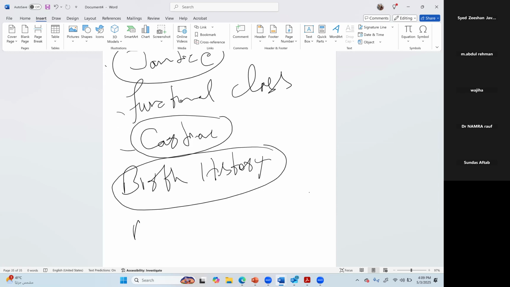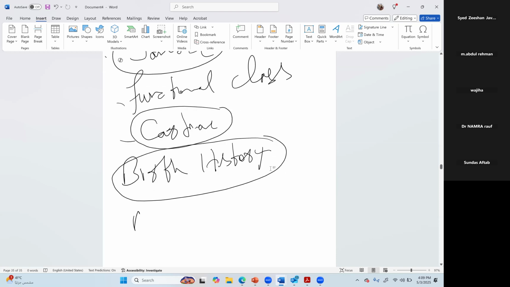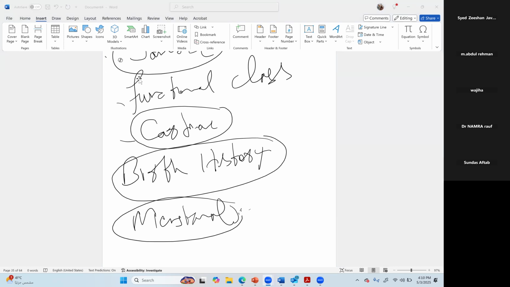Menorrhagia, like history of menstrual bleeding. This is because it may be one of the symptoms of coagulopathy. Yes, of course, it will appear. Yes, very important. Drug history. Drug history is very important.